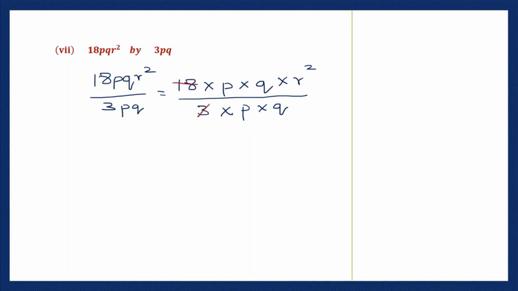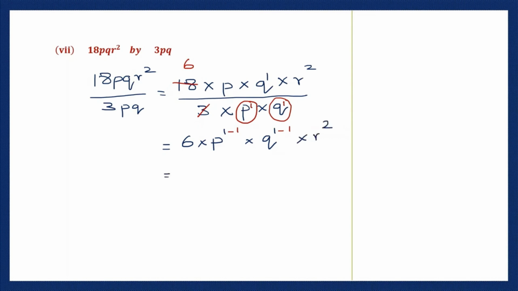So 3 sixes are 18, and using the exponent law, this will be 6 into p to the power of 1. Then I have this p here raised to the power of 1. So it is 1 minus 1 into q. This is 1. So that is, I'll put 1 here. And this is q raised to the power of 1. So on top I write 1 minus 1 into r raised to the power of 2.